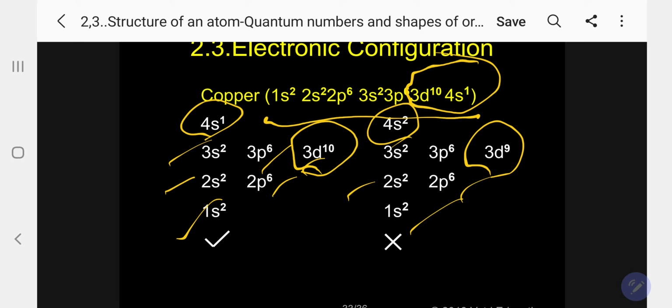So what can I do now? Instead of 3d9, in this case I am writing 3d10, 4s1. But actually, when you are filling up, I have to fill up 3d9 only. But because a completely filled orbital is more stable than an incompletely filled one, it can take 1 electron from 4s, becoming d10. That's why this is more stable than this one. So this is not allowed. So I have given two examples: one is chromium, the half-filled example, and copper, the completely filled example.